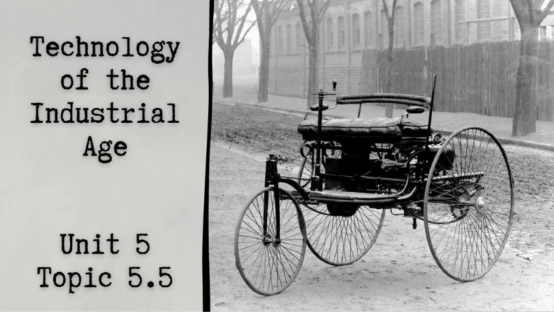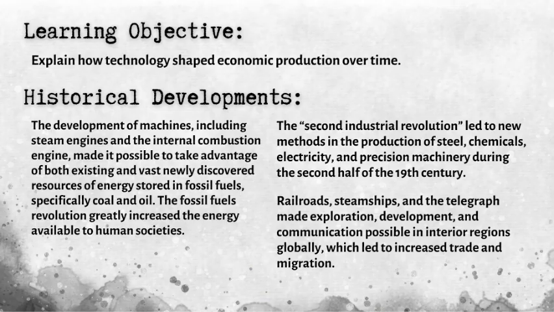And welcome back to our discussion of Unit 5, Revolutions. This is topic 5.5, Technology of the Industrial Age. The thematic focus of this lecture is going to be technology. And by the end of this lecture, I want you to explain how technology shaped economic production over time.